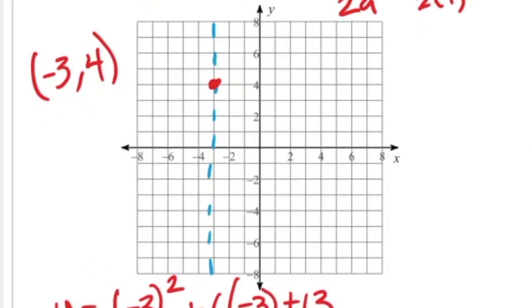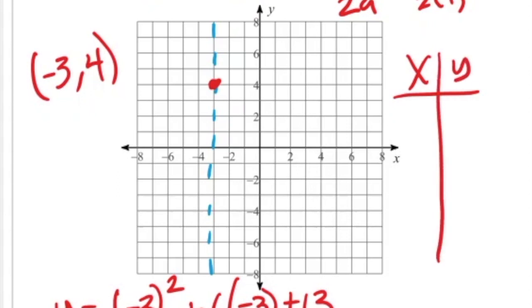Now I have two ways I can proceed from here. Either I could create a table of values with negative 3 at the center and the neighborhood of numbers around that, and try to figure out what all of these other numbers are. However, I'm going to use a shortcut. The a value in this equation is 1 because it's 1x squared. When that happens, the points follow along a pattern of increasing odd numbers.